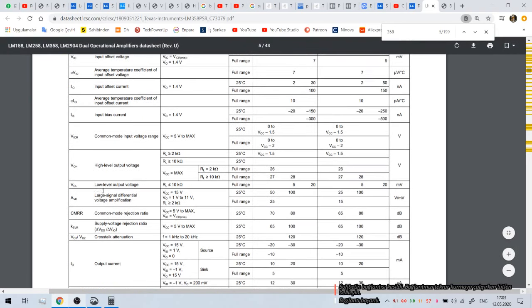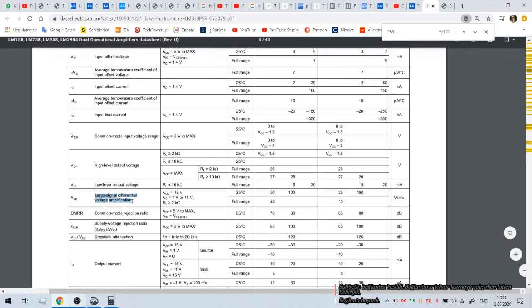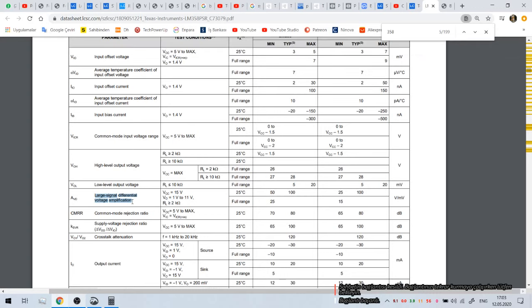Also, large signal differential voltage amplification. As you can see, 100 volts per millivolt, typical minimum 25 volts per millivolt. What does it mean? Its gain is 25,000 at least.